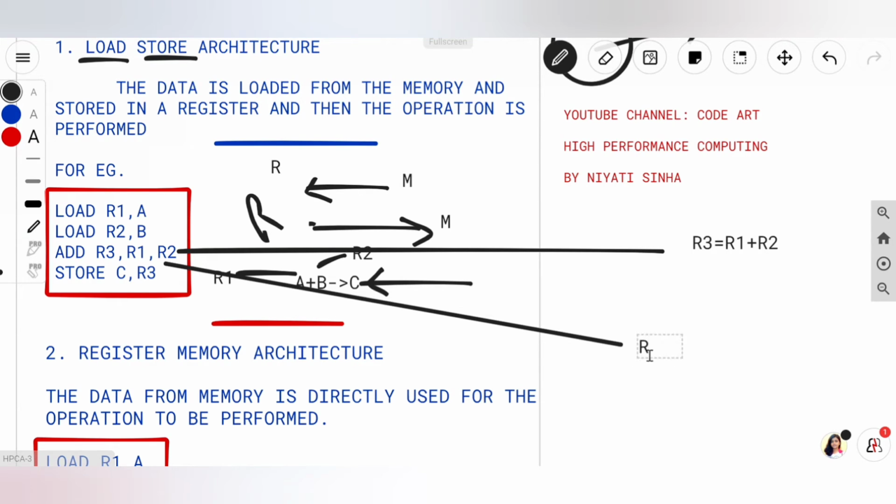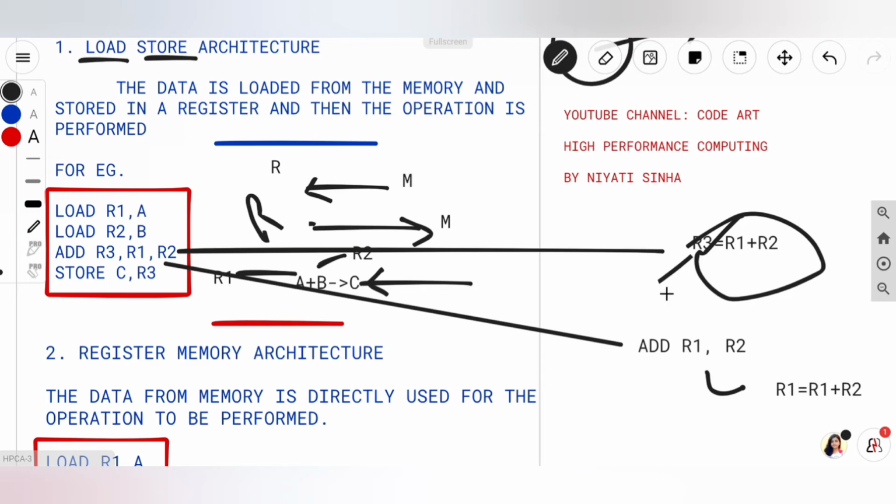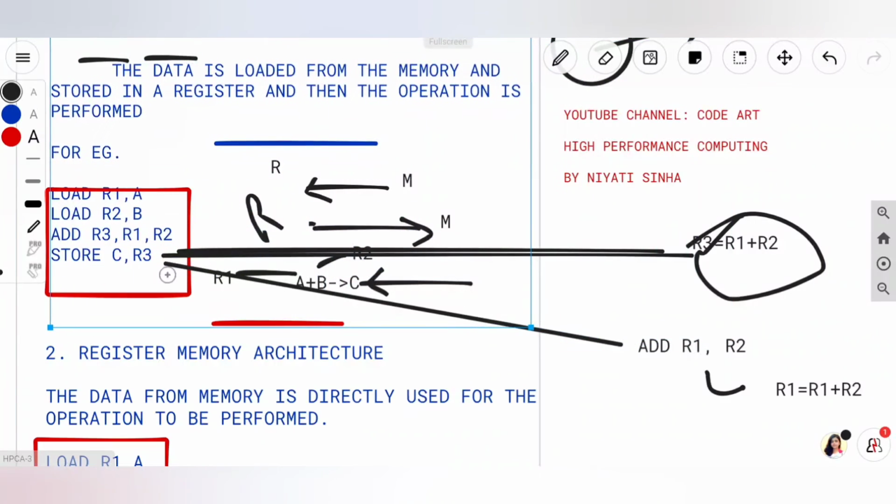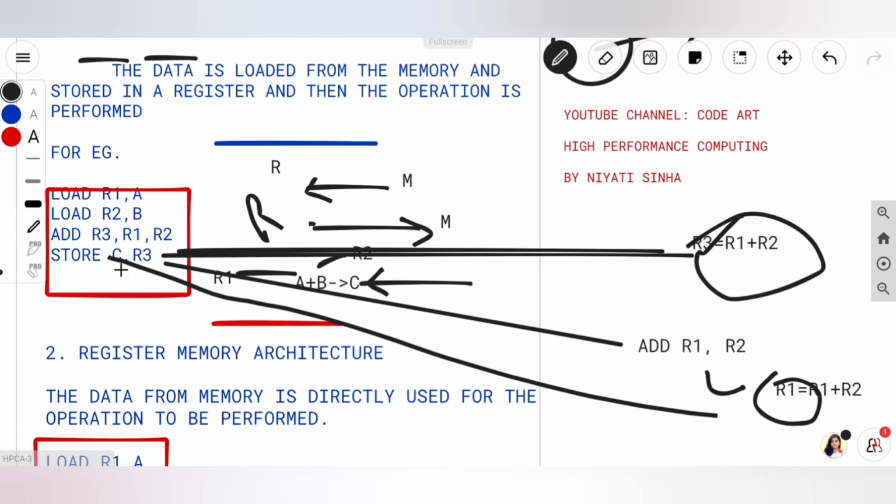The other way is that we can use only two registers. We'll write add R1, R2. This will do R1 is equal to R1 plus R2. Earlier we were storing the value of register R3 into the memory location C. Now we'll store the value of register R1 into the memory location C. So this was the only difference.